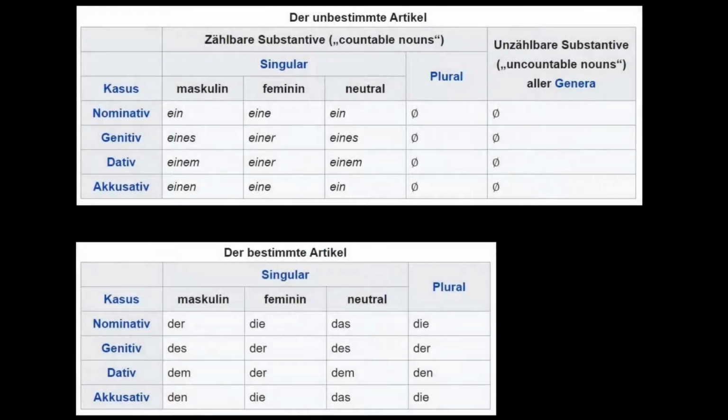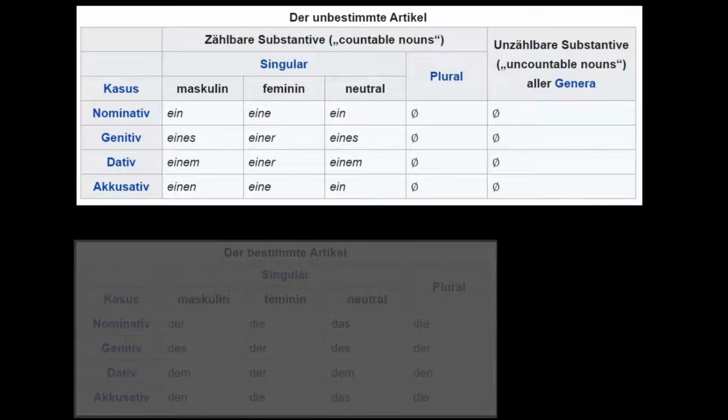Here's a table with all of the articles. It may seem a bit convoluted, and it is, maybe it's a bit overwhelming, but when you master this little table here, you have basically mastered German. This table is the backbone of German grammar.